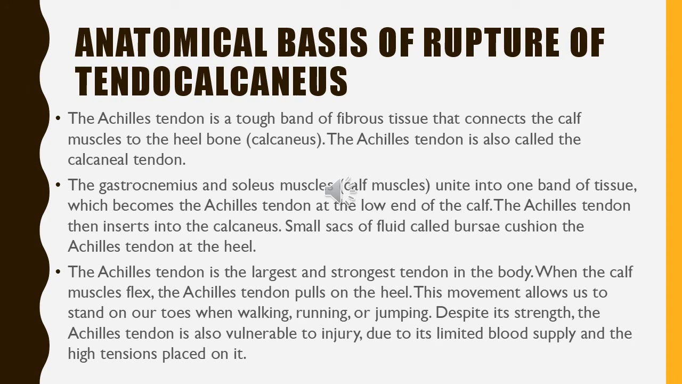The Achilles tendon is the largest and strongest tendon in the body, around 15 centimeters in length. When the calf muscles contract, the Achilles tendon pulls on the heel. This movement allows us to stand on our toes when walking, running or jumping. So this is a strong plantar flexor of the foot. Despite its strength, this tendon is also vulnerable to injury due to its limited blood supply and the high tension placed on it.